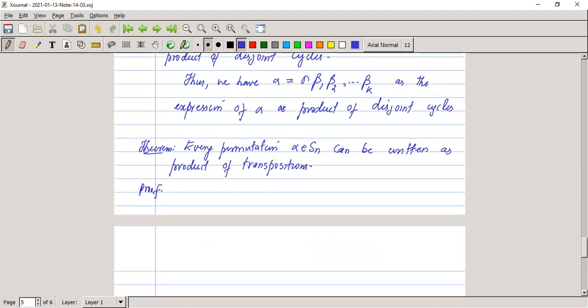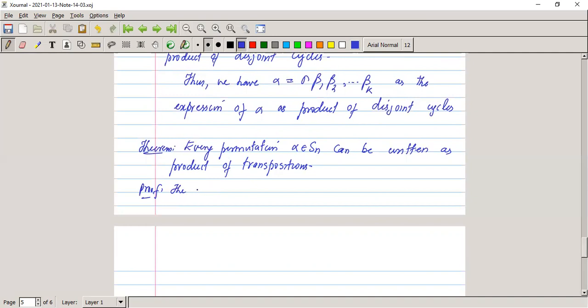So every permutation can be written as the product of transpositions, and the proof is actually extremely easy. The proof comes from the fact that every permutation in Sn can be written as a product of disjoint cycles, and in the previous lecture we had already seen that every cycle can be written as a product of transpositions. So when we write every permutation as a product of disjoint cycles, and then write all of those cycles as a product of transpositions, we finally arrive at writing every permutation in Sn as a product of transpositions.